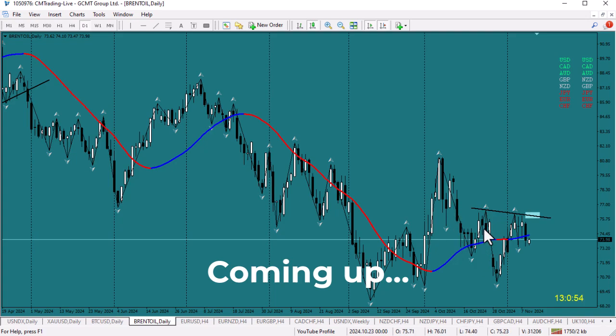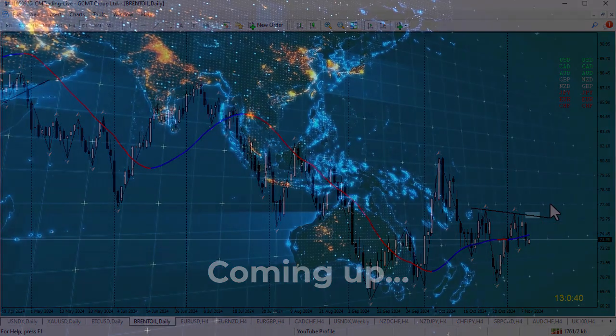Forming a nice shoulder, head, shoulder. Right, so we're going to need the breakout. I would love to see the market break, retest, and then the market confirms this as structure, because then we will have resistance and a support.